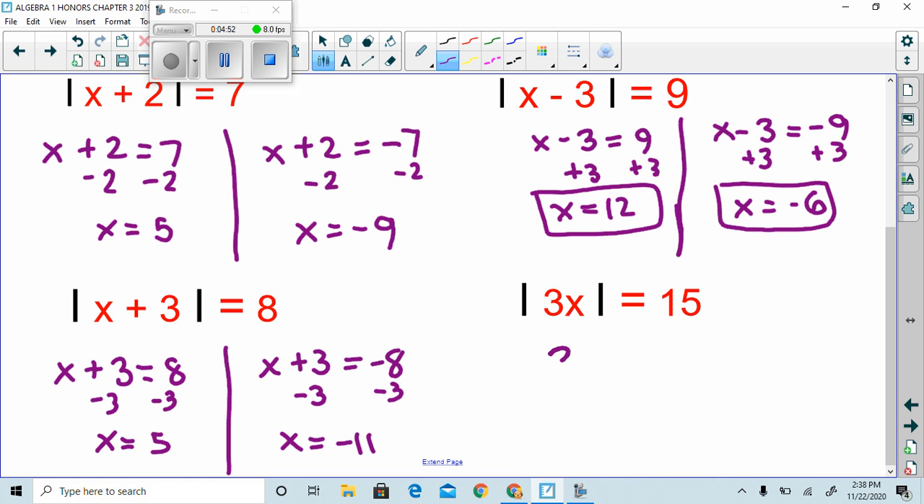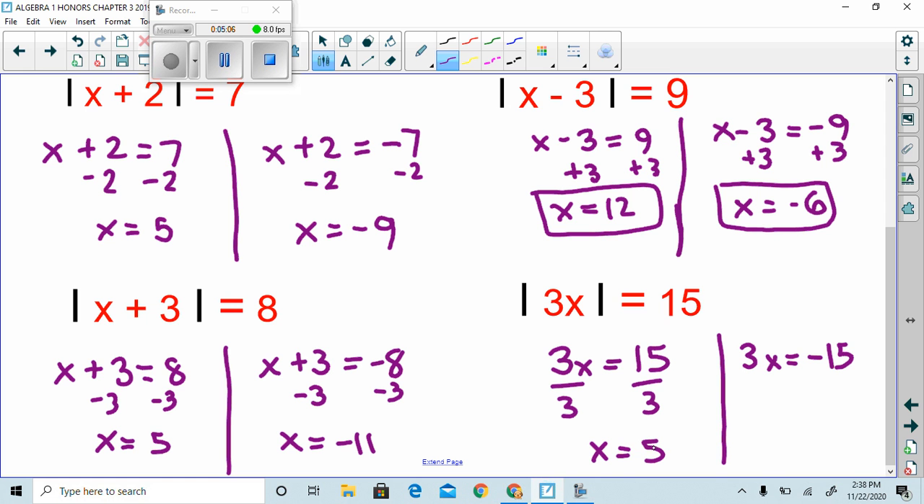Each problem a little bit different than the previous. 3x is equal to 15. Solving twice, 3x is equal to negative 15. Divide. X could be equal to 5. Divide by 3 again. X could be equal to negative 5. 5 times 3 is 15. 5 times negative 3 is also negative 15, which is absolute value 15.